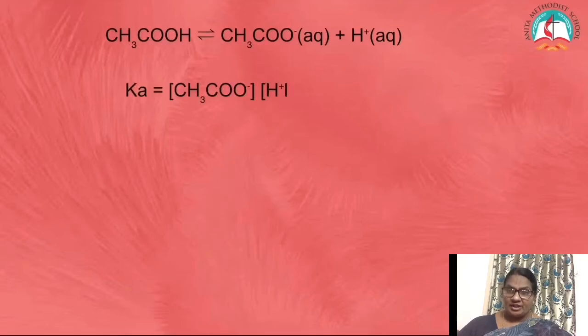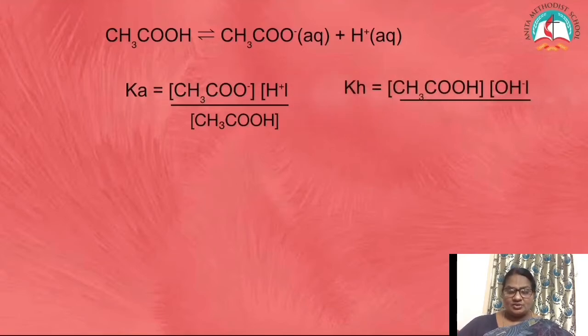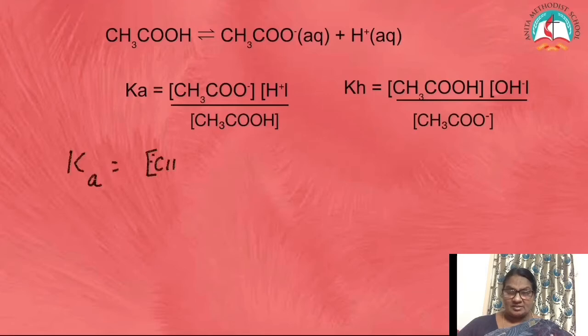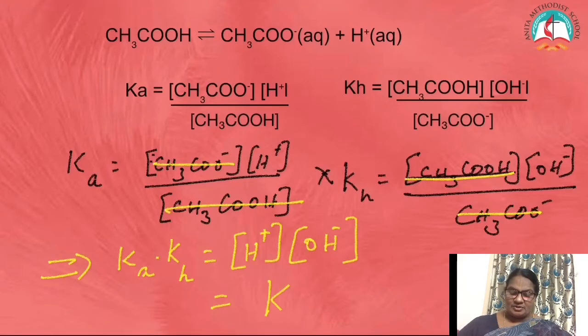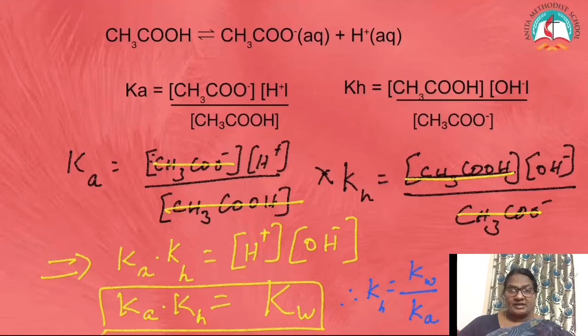Let's do the same for Ka, the dissociation constant. So Ka is equal to active mass of CH3COO minus into H plus by active mass of acetic acid. Now let's multiply this with the expression for Kh. On simplifying, what do we get? Ka into Kh. Strike off all this, simplify it, and I get Ka into Kh is equal to the product of H plus into OH minus, which is nothing but the ionic product of water. So from this relationship I can write Kh is equal to Kw by Ka, or Kb as the case may be. Now let us see how to calculate the pH of this solution.